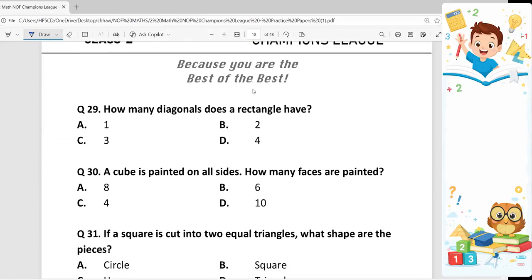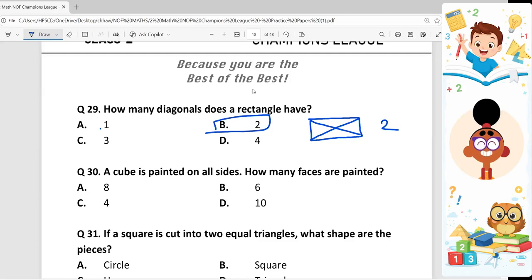Next one, 29. How many diagonals does a rectangle have? Rectangle, let's draw it. Now we have to find how many diagonals. So this is one diagonal and this is another diagonal. So it has two diagonals. Options are 1, 2, 3, and 4. So option B is the correct one. Option 2.